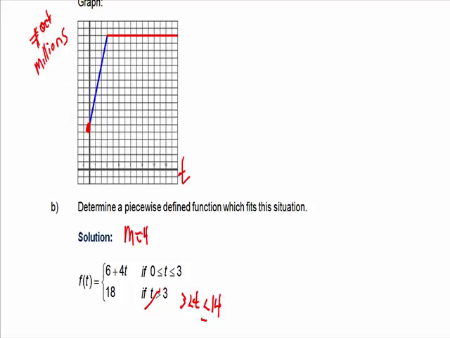Then once I get to that 3, we were constant. Remember that constant number was 18. So the equation for the horizontal piece is going to be y equals 18. And so our second piece will actually be f of t equals 18. Then notice I just clean up my notation, make sure I have my curvy brace there, and then we're good to go.